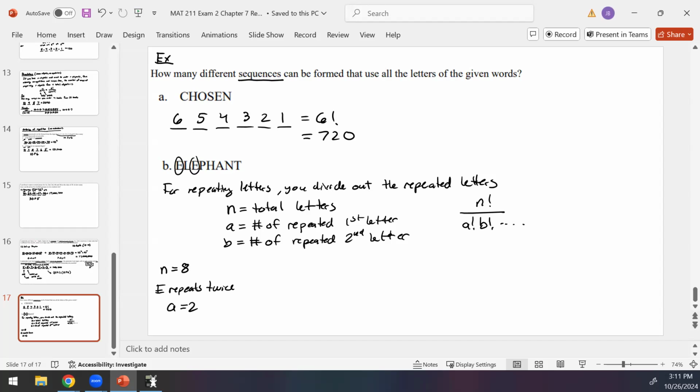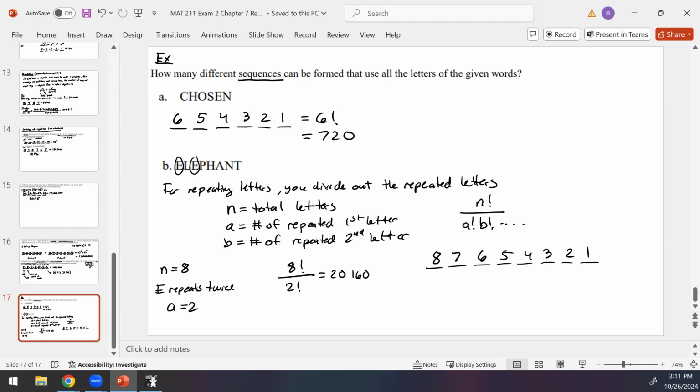If you plug into that formula, you get 8 factorial over 2 factorial, which is equal to 20,160. Okay, just like that. Or if you do the hangman game, you do 1, 2, 3, 4, 5, 6, 7, 8. Then you just do it letter by letter, right? How many options do you have for the first letter? Well, I have 8, and then 7, 6, 5, 4, 3, 2, 1.